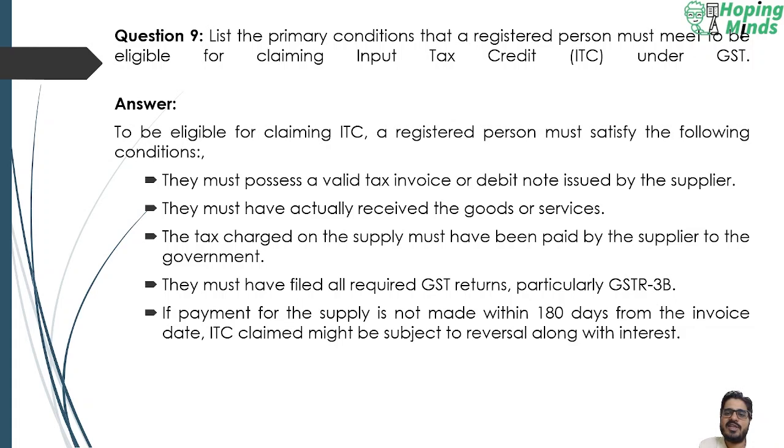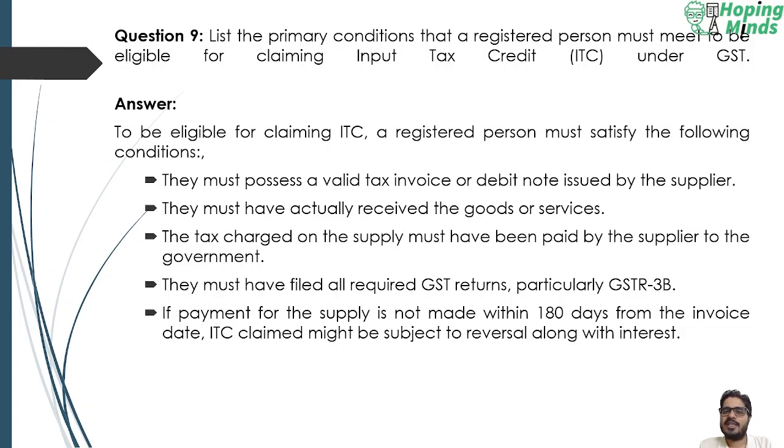They must have actually received the goods or services. So invoices alone are not sufficient, but actual receipt of goods or services is also a primary condition for availing input tax credit. The tax charged on the supply must have been paid by the supplier to the government. So the payment of taxes by the supplier of goods is a primary condition to allow the recipient of goods or services to avail the input tax credit.